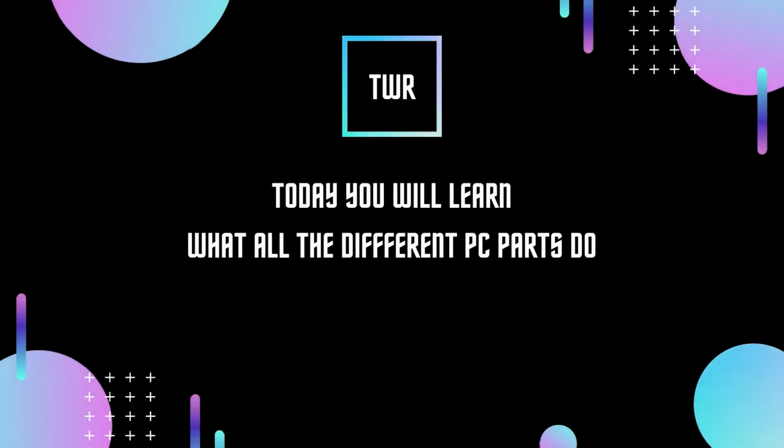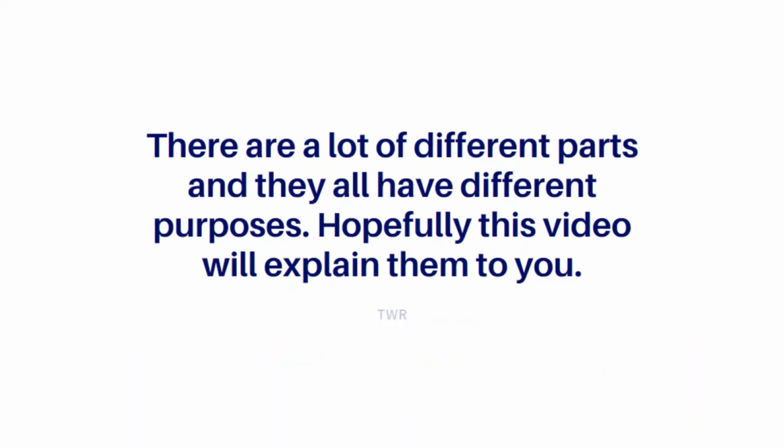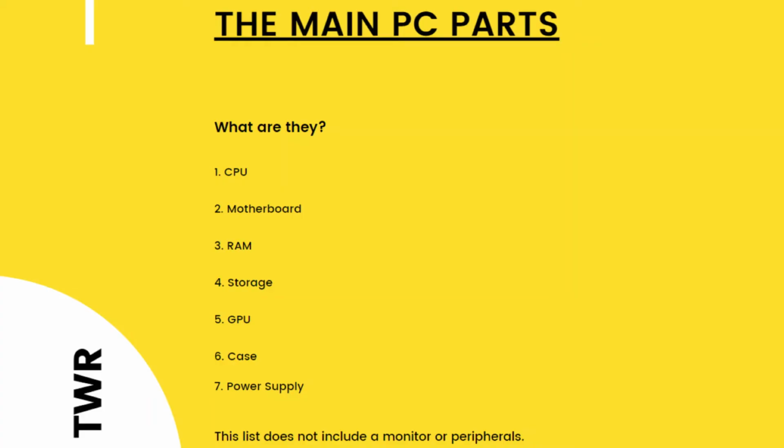Today, hopefully, if you pay attention, you'll learn what all the different PC parts do. There's a lot of them, and it might seem confusing. There are a lot of different parts, and they all have different purposes. Hopefully, this video will explain them to you. The main PC parts are the CPU, motherboard, RAM, storage, GPU, case, and power supply.